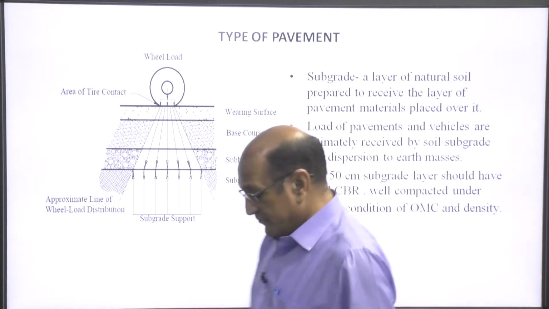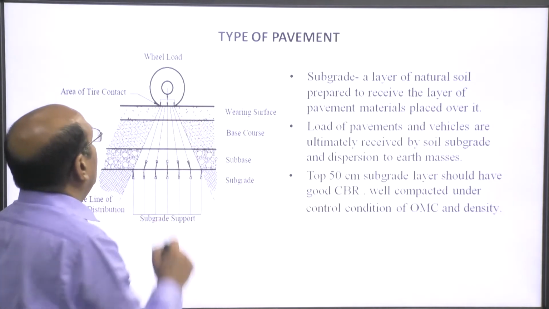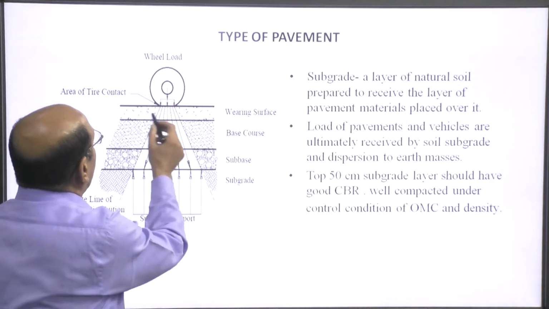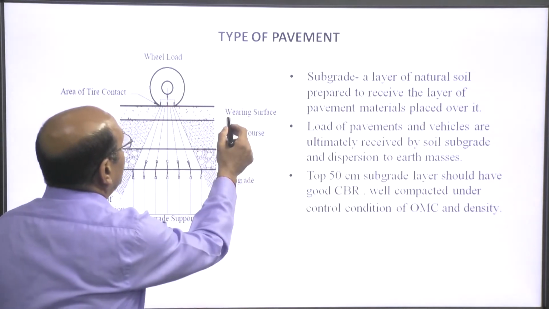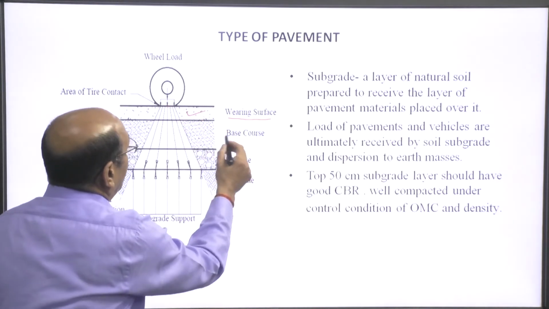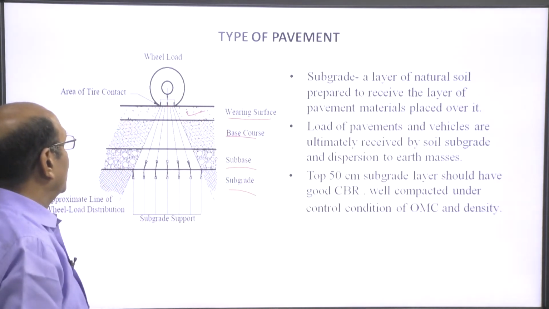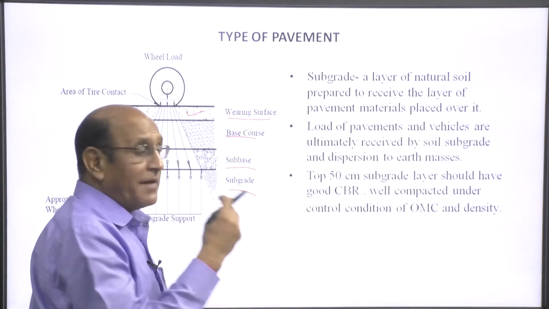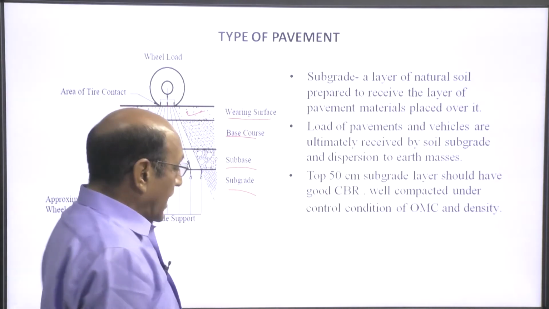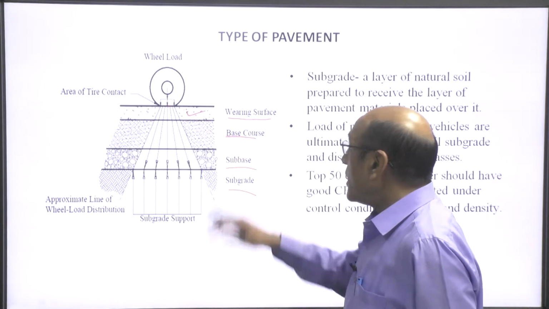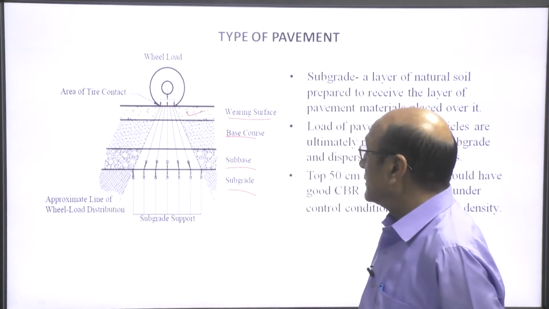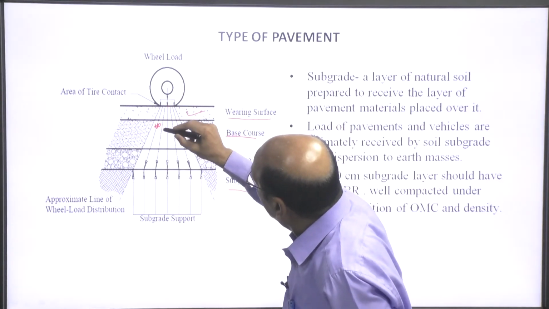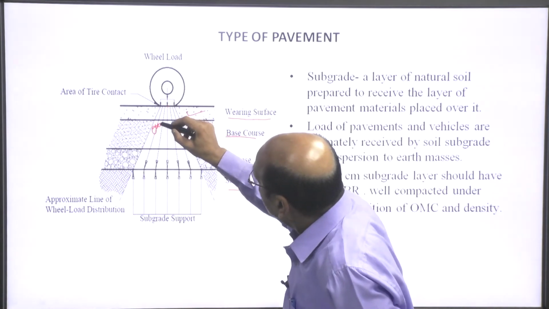This is a typical cross section of a flexible pavement. Here is the area of tire contact, so this is the wheel load, and these are the different layers. This is the wearing surface, base course, sub base course, subgrade. Load is transferred from the top of the pavement system to the lower layer grain to grain, means the load is transferred from here to here.